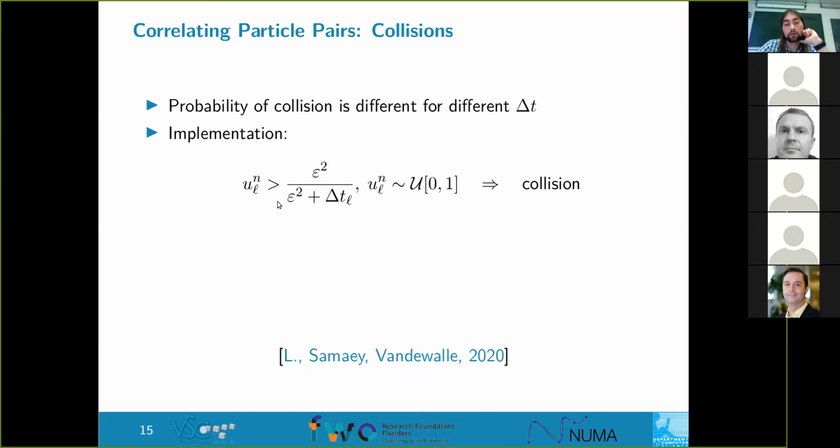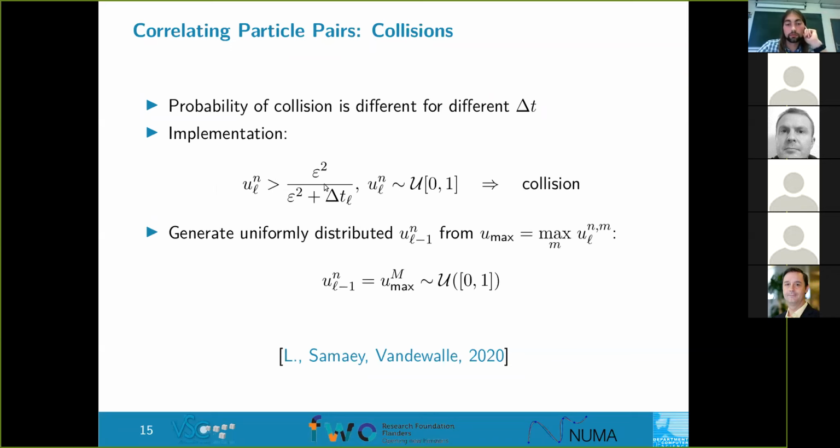Well, given that we know the probability of there being no collision, it's this fraction here, at each time step, we can generate a random uniformly distributed U between 0 and 1. If this U is larger than the threshold, then there is a collision in the fine process at that time step. Now, if one of these U's is large enough to generate a collision in the fine process, we also want there to be a good probability of there being a collision in the coarse process. So we just take the largest U, the maximum, and then we can plug this into the coarse process.